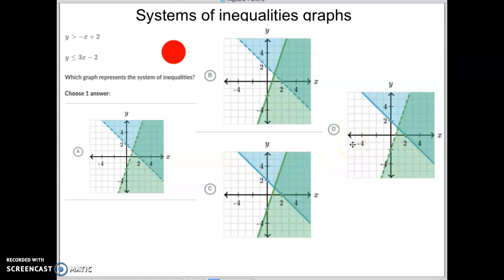They cannot be correct. Then we look at the green line, and the green line here has an equal sign. So the green line would be a solid line. So between A and B, this one is dotted, this one is solid, so we know letter B has to be correct. Everything else about the graph stayed the same. So it's quite that simple if you're looking for that. Notice that all the shading in all four of these were the same.